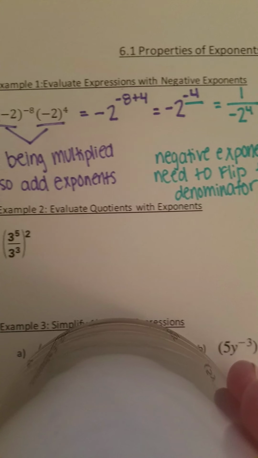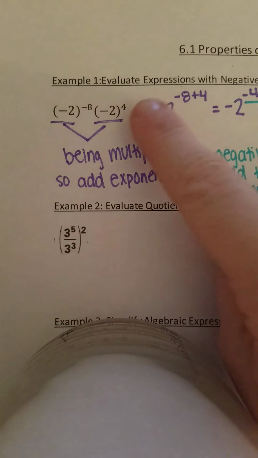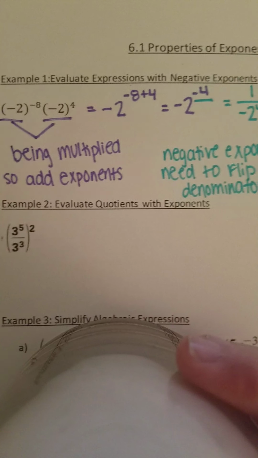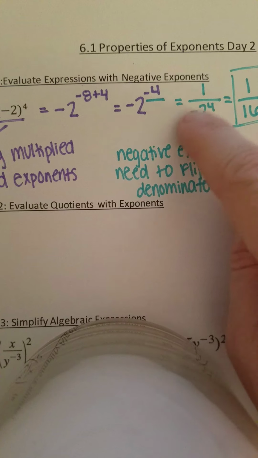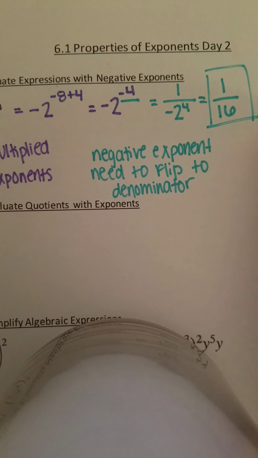You just kind of go step by step through. So we added the exponents because we were being multiplied. It became a negative, so we flipped it to the bottom, and then we just evaluated the numbers, and that's how we got to the 16.